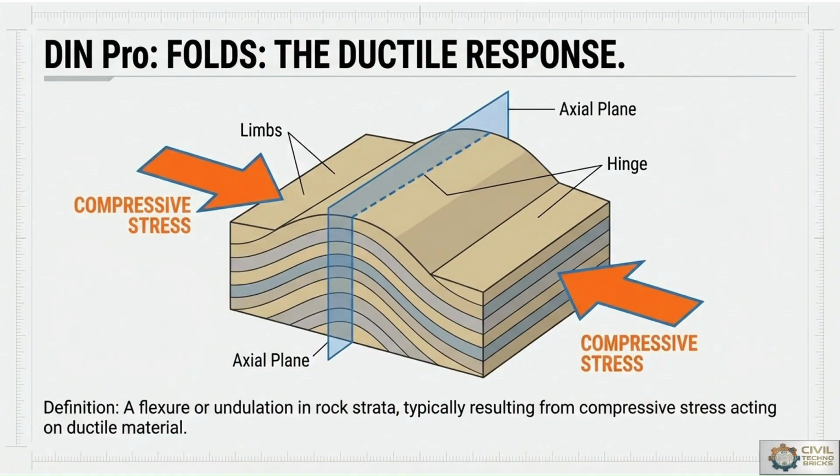The ductile response due to the folds. Here the diagram itself explains that there will be an axial plane and the hinge and limbs on both sides, where the compressive stresses are acting on that layered rocky surface from both sides in the inward direction. So folds show the ductile response, which is a flexure, or undulation in the rock strata, typically resulting from compressive stress acting on ductile material.